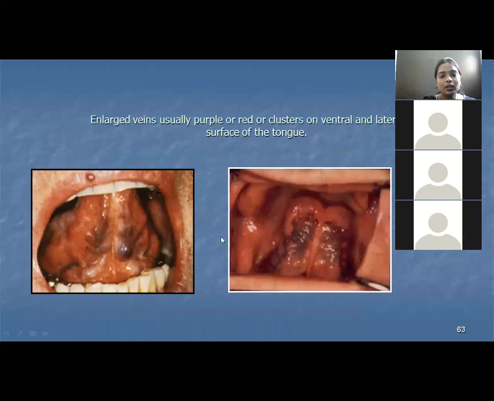These are two clinical features of lingual varicosity. See the enlarged vein. This is the ventral surface of the tongue. Enlarged vein, usually what is the color of the lingual varicosity? It is purple or red, which is present as a cluster. It is most commonly seen on the ventral and lateral surface of the tongue.